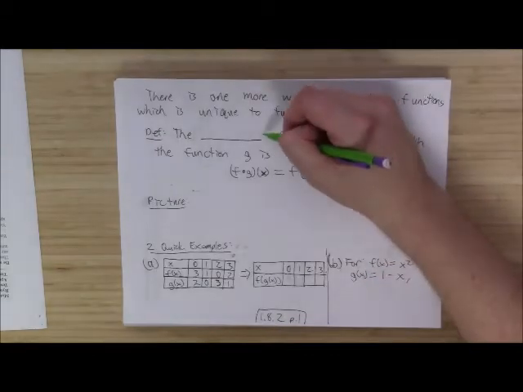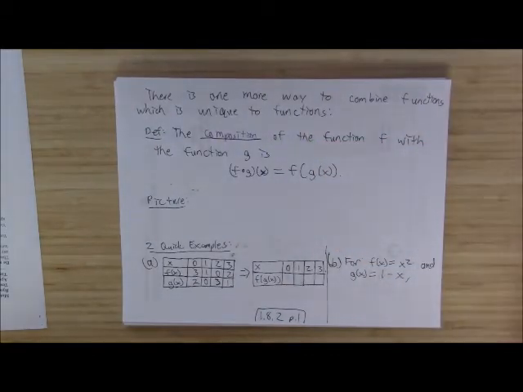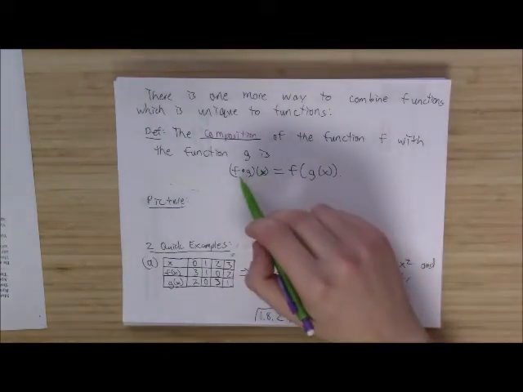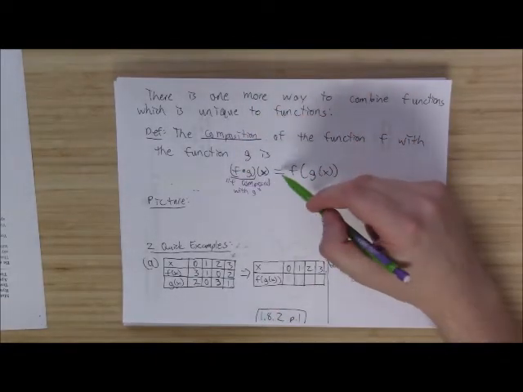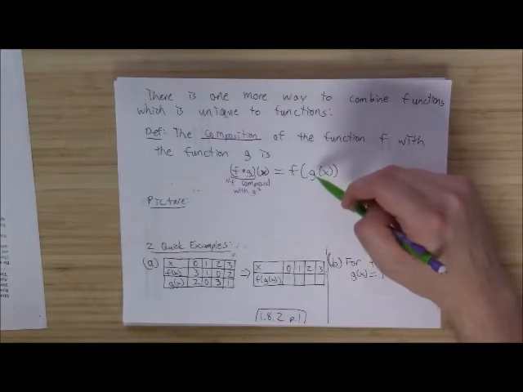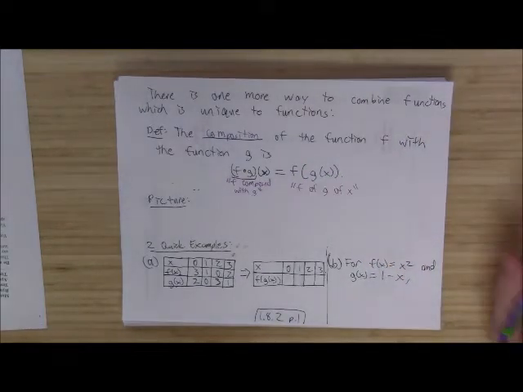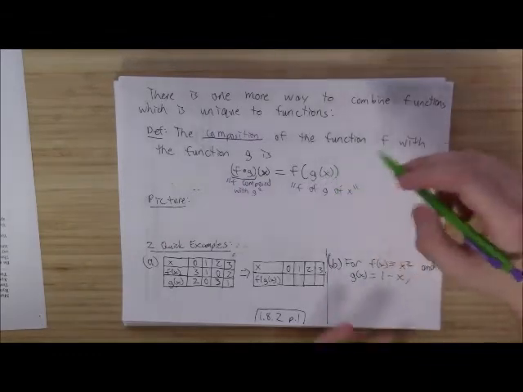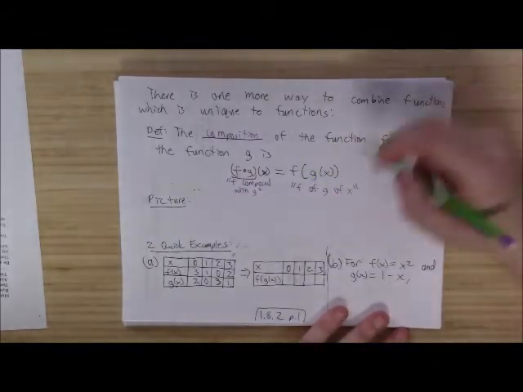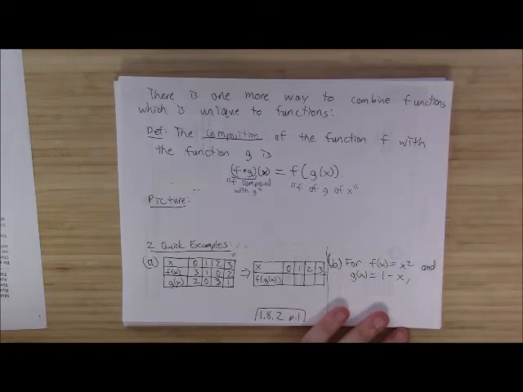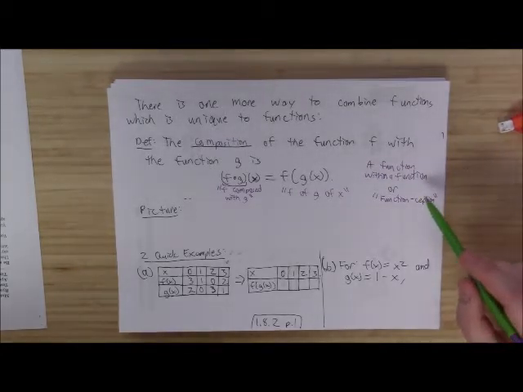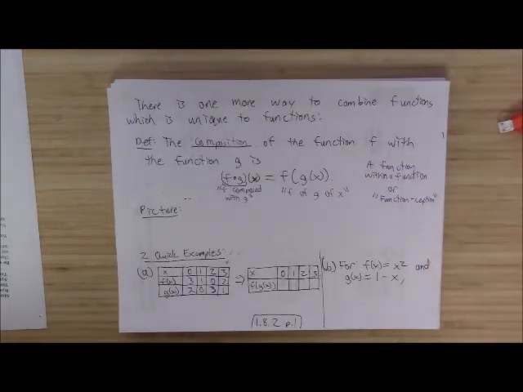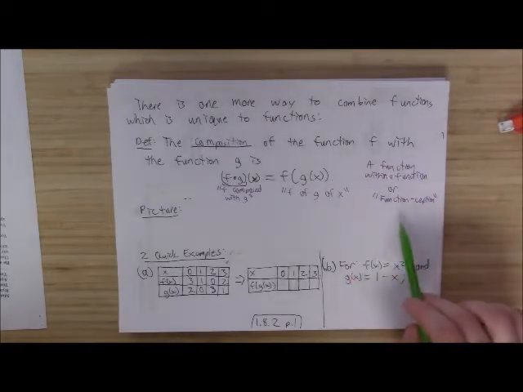So the composition of the function f with the function g is defined as f composed with g of x, and that is really just equal to f of g of x. So really the way to think about this is it's sort of a function within another function. Or, if you prefer, functionception. And that is to quote the movie Inception, where there were dreams within dreams. So, just a bit of a joke to help you remember.